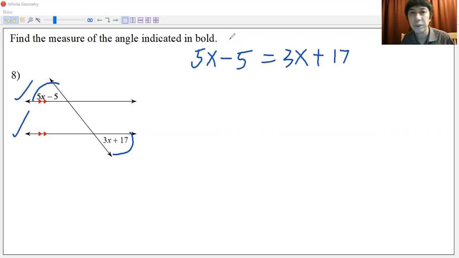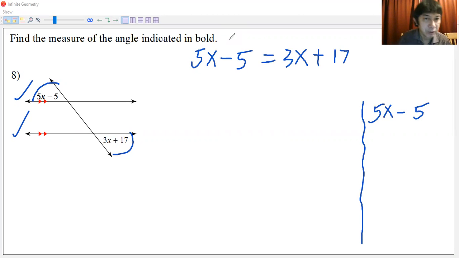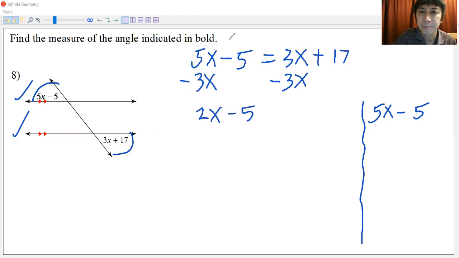So all we need to do is solve for x and then use it in 5x minus 5. Okay, 5x minus 5. So we can set that ready, because this is the expression in bold letters and numbers. All right. Solve for x first. All right. We shall subtract the 3x from both sides. Left side gives 2x minus 5. Right side will just be 17 because this is 0.